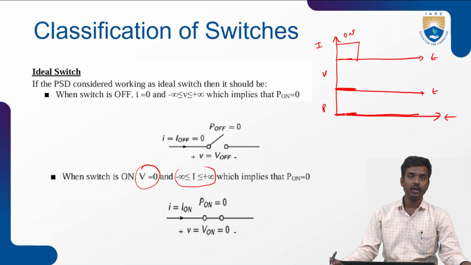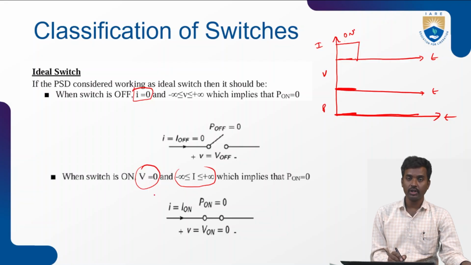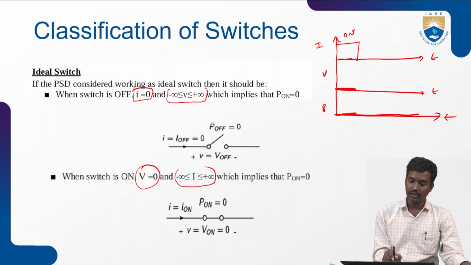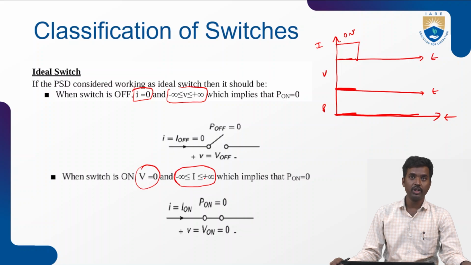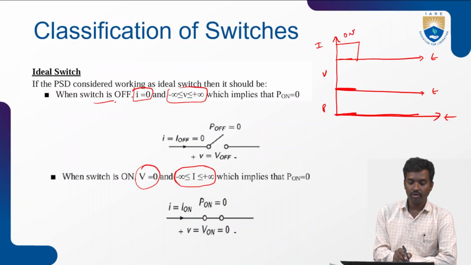And now during turn off, in the switch off position, the current is 0. Switch off means open circuit. Switch on means short circuit. Short circuit, voltage 0; open circuit, current 0. It can allow an infinite amount of current during the switch on condition, and it can withstand an infinite amount of voltage during the switch off condition.